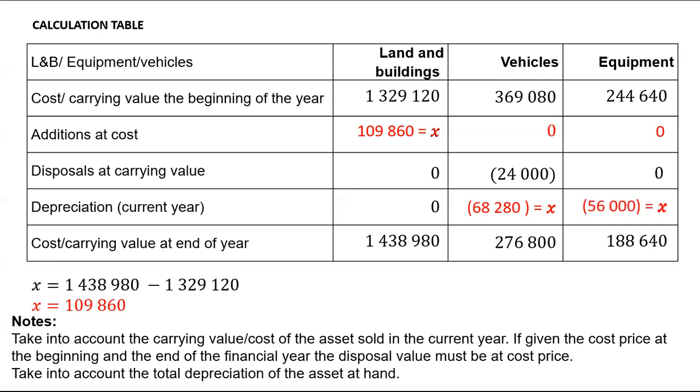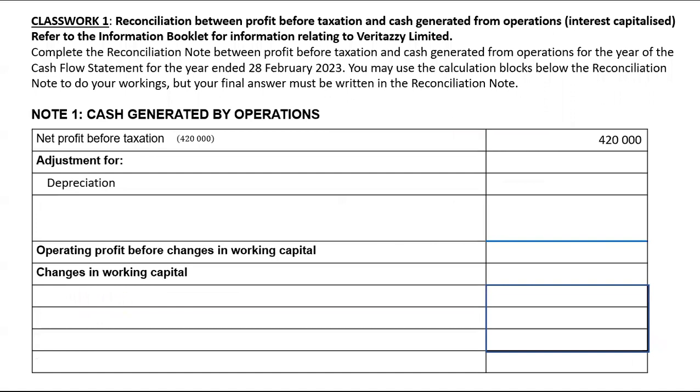This will represent the total depreciation for the current year because only vehicles and equipment are depreciable. Land and buildings are not depreciable. That information will be written in note number 1 as depreciation. Remember, depreciation for the year will be added together. It has been subtracted already in that 420,000. We are simply going to add it back because it's a non-cash item.